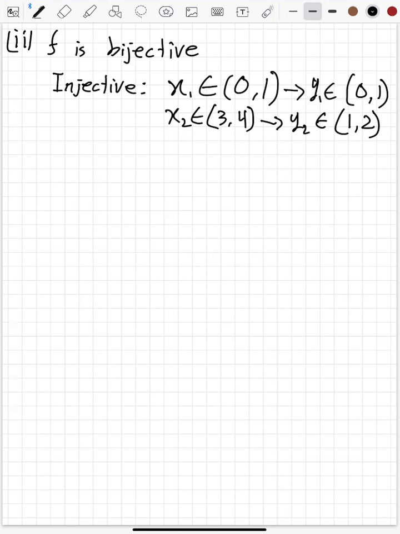Now since they're both open sets, we can say that for all x in X1, since X1 is (0, 1) union (3, 4), f maps x to a unique y in X2, since X2 is the union of y1, (0, 1), and (1, 2). So X2 is equal to (0, 1) union (1, 2). So we have shown that f is injective.